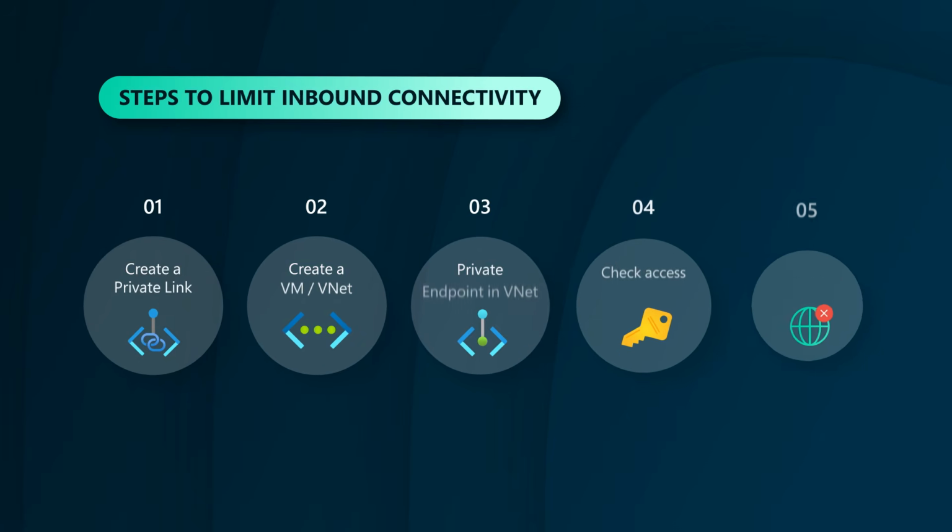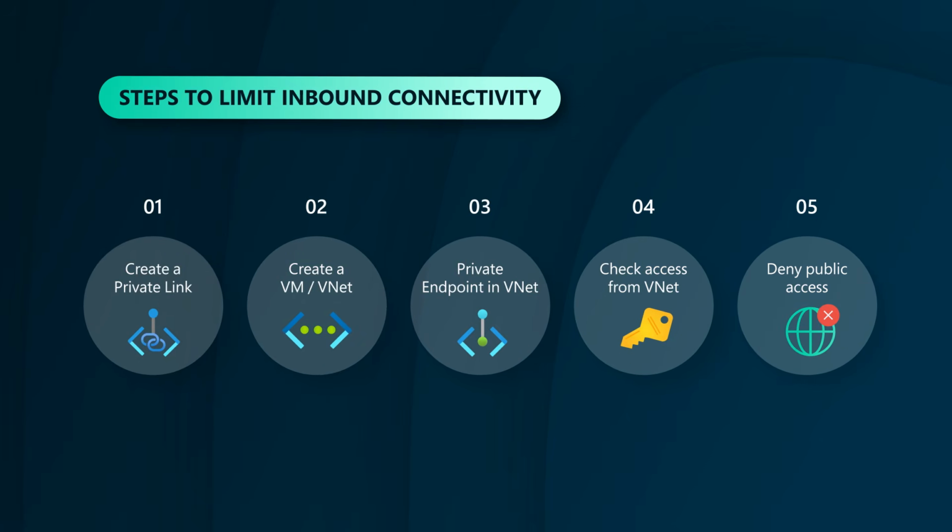So the steps that you're going to take: you create your private link. If you don't have a virtual machine or a VNet, you create that. Then you create a private endpoint in that VNet. That's the other side of the bridge. And then you make sure you can get in from your virtual machine before you go and turn off public access. Because if you don't, you can lock yourself out.